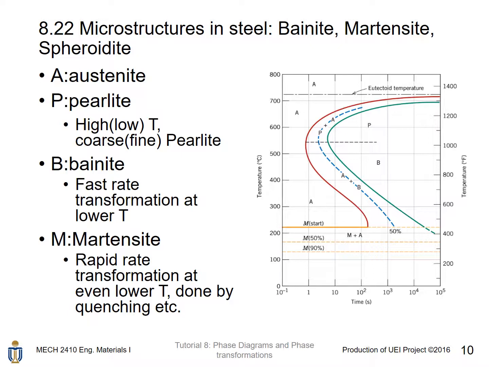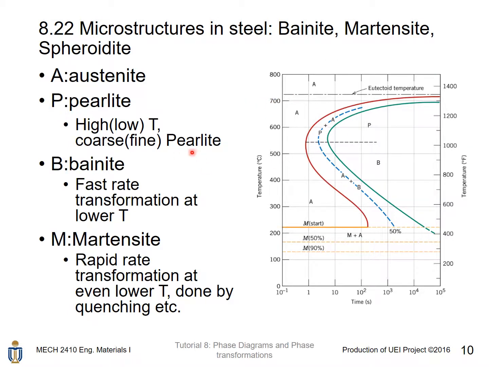Microstructures in steels: bainite, martensite, and spheroidite. At different cooling rates, different microstructures will form in steel. Apart from pearlite, there are other microstructures, bainite and martensite. A stands for austenite in this picture. It is well known to you.